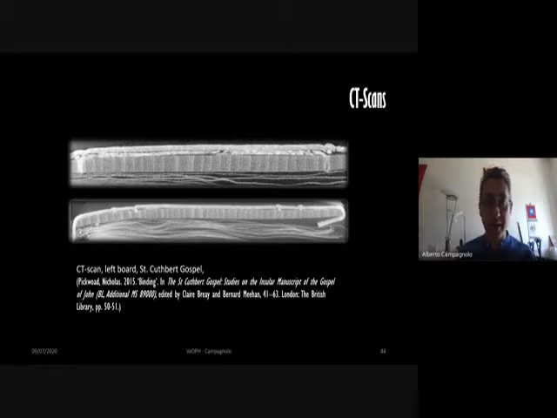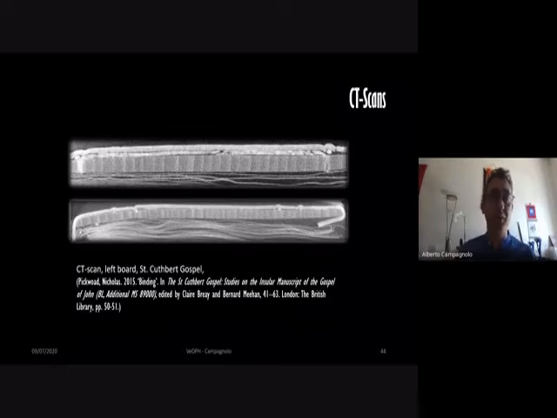And in this case, these are two images from the St. Catherine Gospel. And for the first time, we were actually able to understand how the decoration of the cover had been done. Very many theories have been put forward over the years. By the way, the binding of the St. Catherine Gospel is the oldest European binding still in its original state.